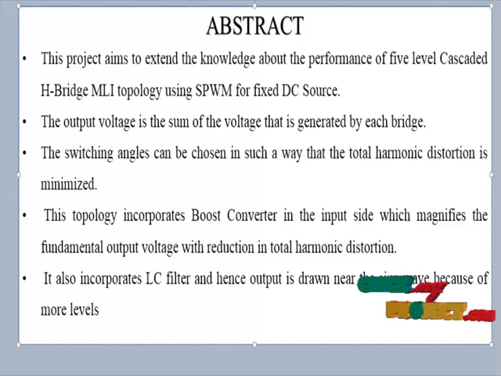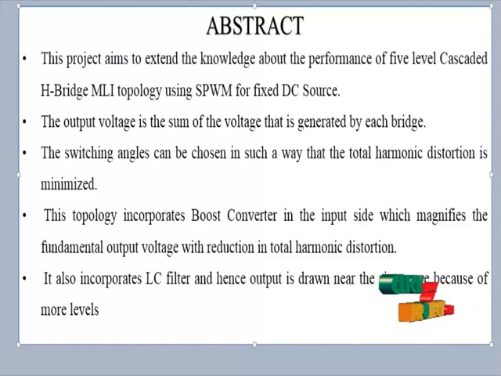Power electronic converters, especially DC to AC sinusoidal pulse width modulation inverters, have been extending their range of use in industry because of their numerous advantages. This product aims to extend the knowledge about the performance of 5-level cascade H-bridge multi-level inverter topology using space vector pulse width modulation technique for fixed DC source.